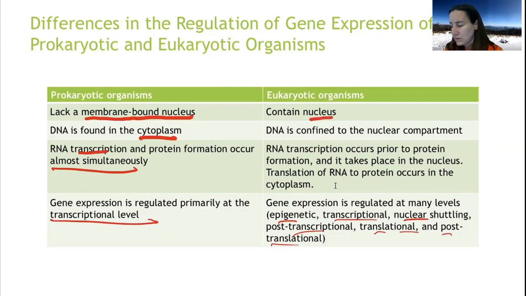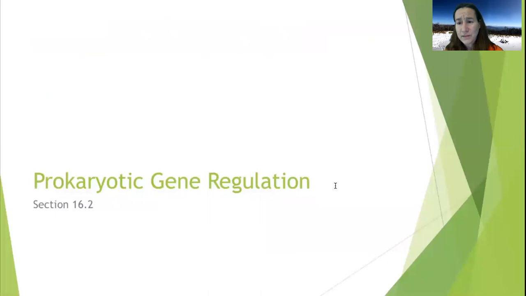Eukaryotes have a nucleus, the DNA is inside the nucleus, and RNA transcription is happening inside the nucleus. RNA translation is going to happen out in the cytoplasm. So two different locations, two different processes that are not happening at the same time, like in a prokaryote. Let's move on to the next section and actually talk about how gene expression happens.